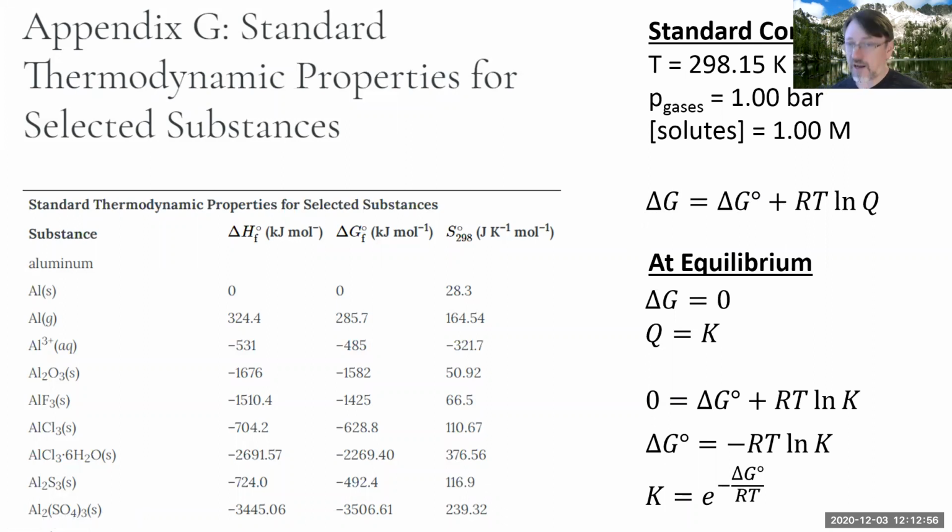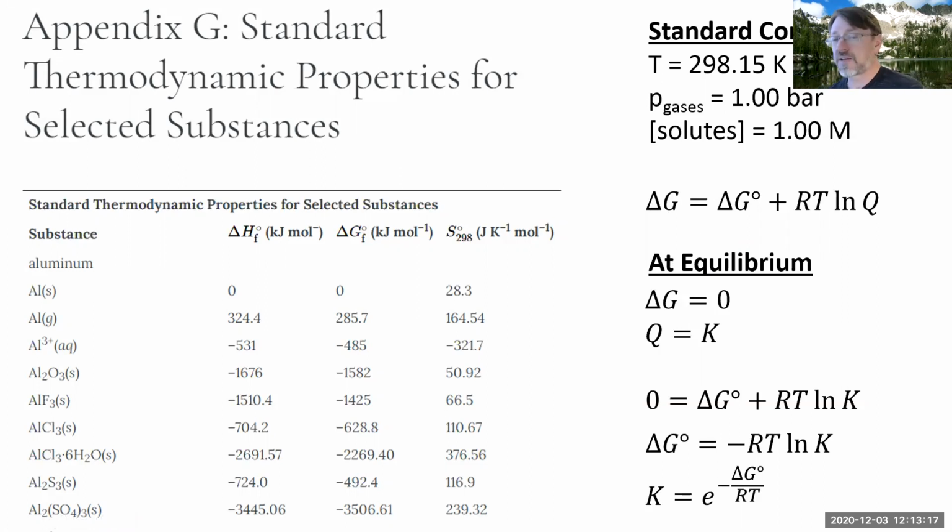Now, this expression ends up having a much more important consequence that we can use when we recognize that there are two things that are true at equilibrium. At equilibrium, delta G equals 0. We talked about that a bit on both Monday and Tuesday.